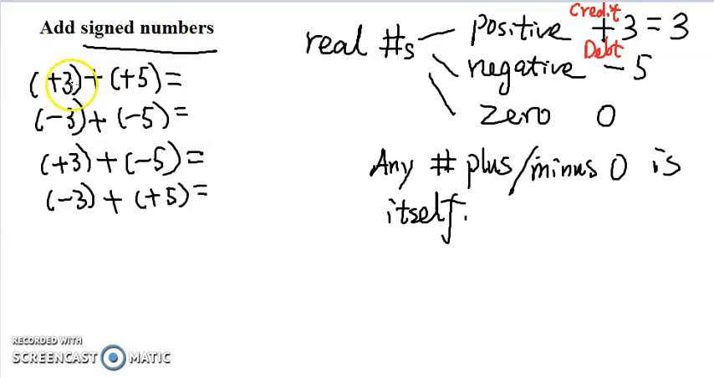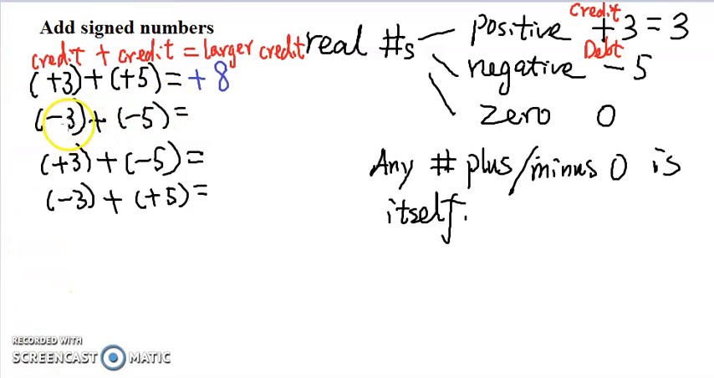The first case is the easiest case because the plus signs can be omitted. If we omit the plus sign, this question is just like 3 plus 5. We know it's equal to 8. But to compare to other questions, and to summarize the rule later, we're going to keep the plus sign in front of it. If you use the real life example to explain it, positive means we have credit. So we have $3 credit and then plus $5 credit. And that gives us still credit, a larger credit.